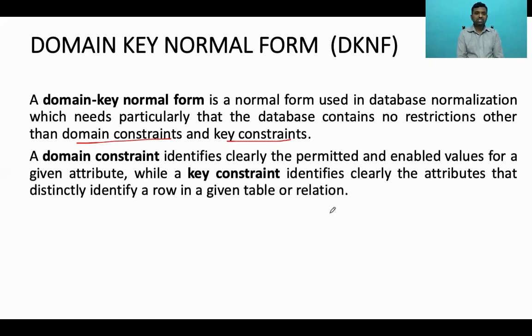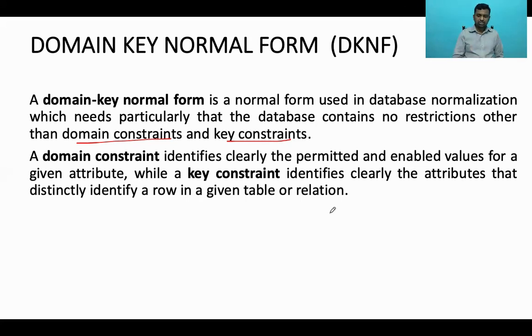The domain constraint identifies clearly the permitted and enabled values for a given attribute. What can be the value for that particular attribute? That is called the domain constraint. It clearly identifies what is permitted and what is not permitted. For example, this column can take only numbers; I cannot put a character there. This column can have only 6-digit values. That is permitted, but apart from that, nothing is permitted.